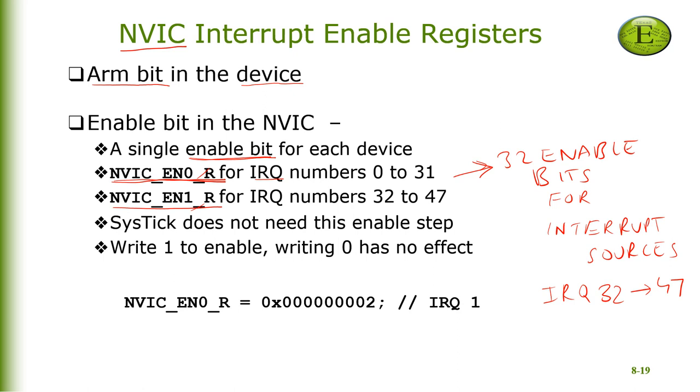One exception to this enable bit rule is the SysTick timer, which we do not need to enable in the NVIC enable register. As explained before, we write 1 to enable the corresponding interrupt source, and 0 means that we're not going to enable it. But this is very case specific, and in most cases it is important to write 1 to the corresponding bit in the NVIC enable register. So keep that register in mind when you are programming the interrupts.